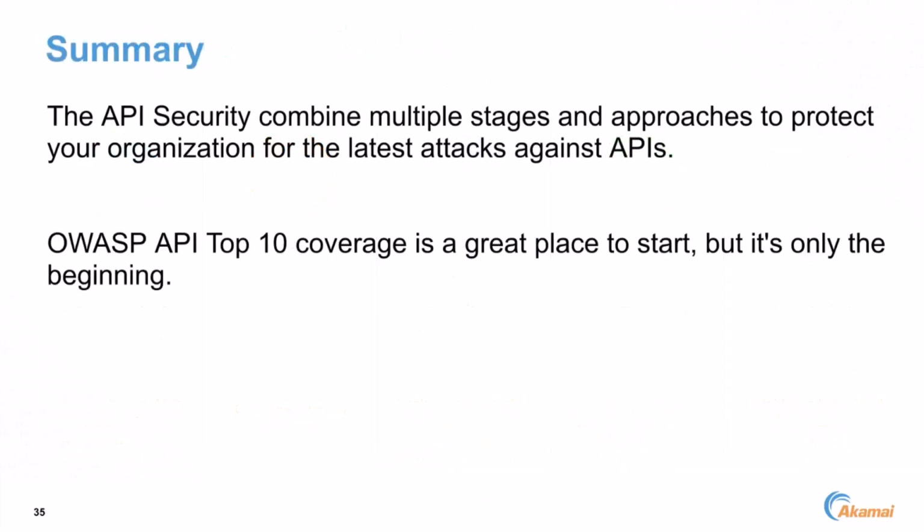As a summary, the OWASP is really important, but API security combines multiple stages and approaches to protect your organization from the latest attacks against APIs. Start with the OWASP API and move to the next stages.